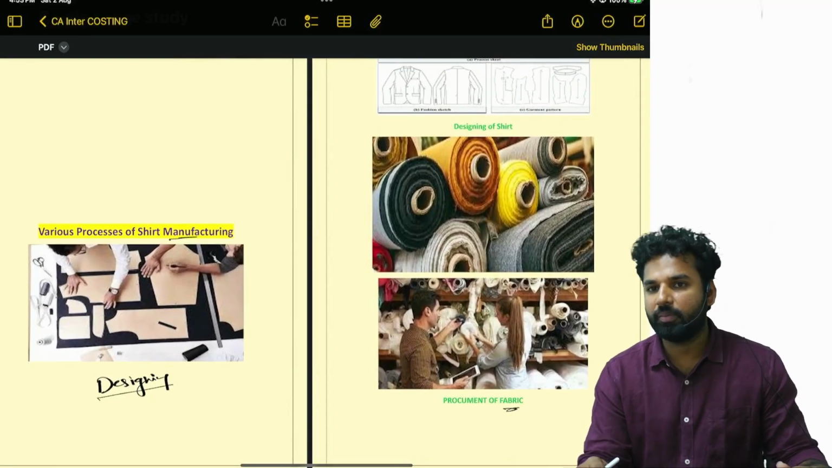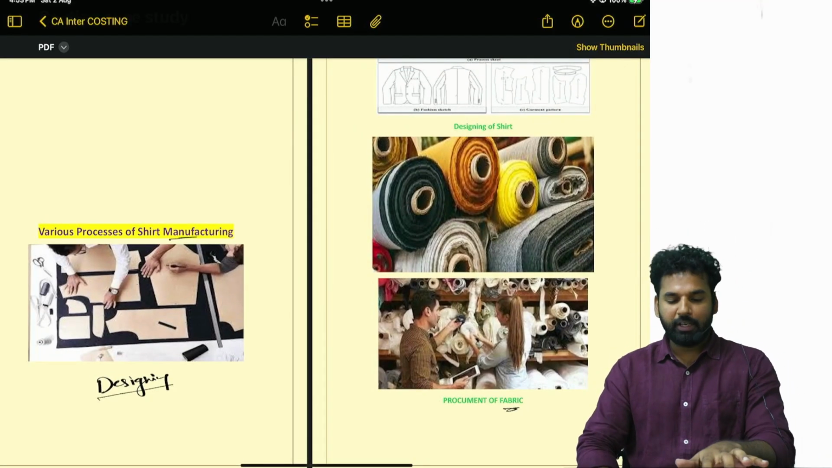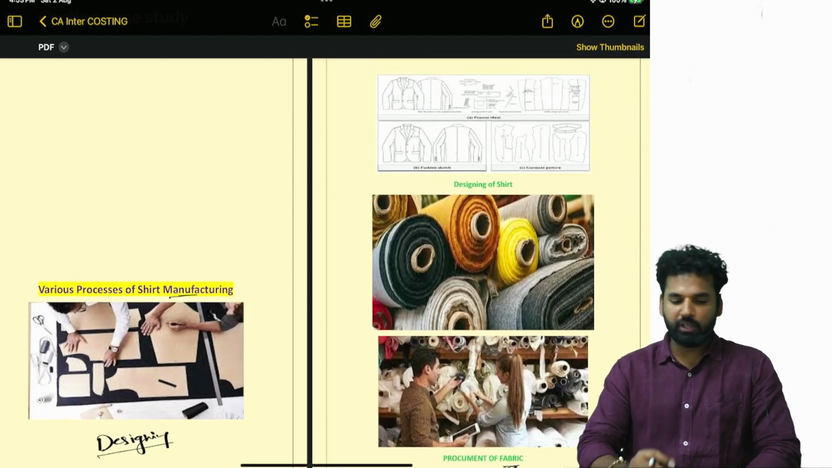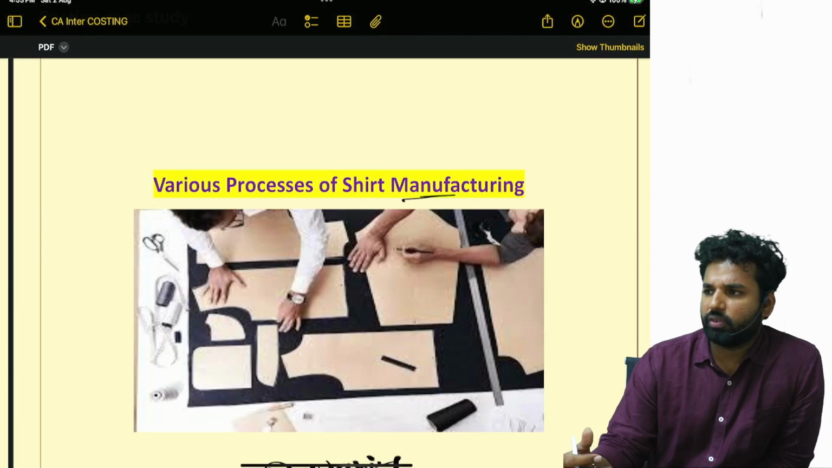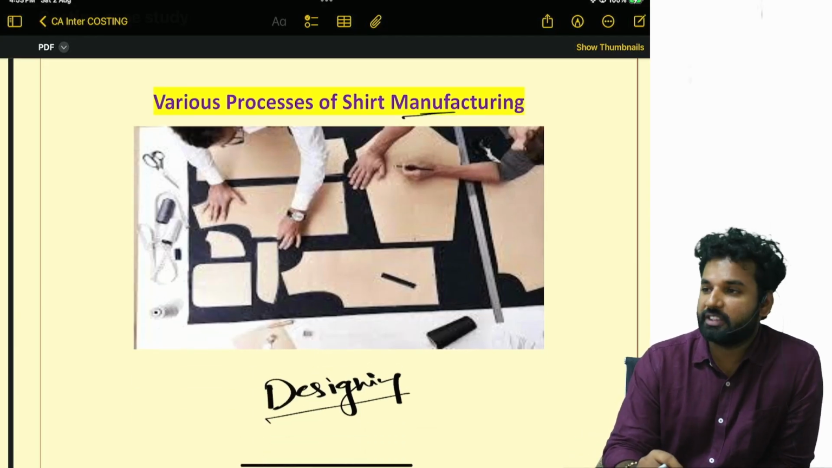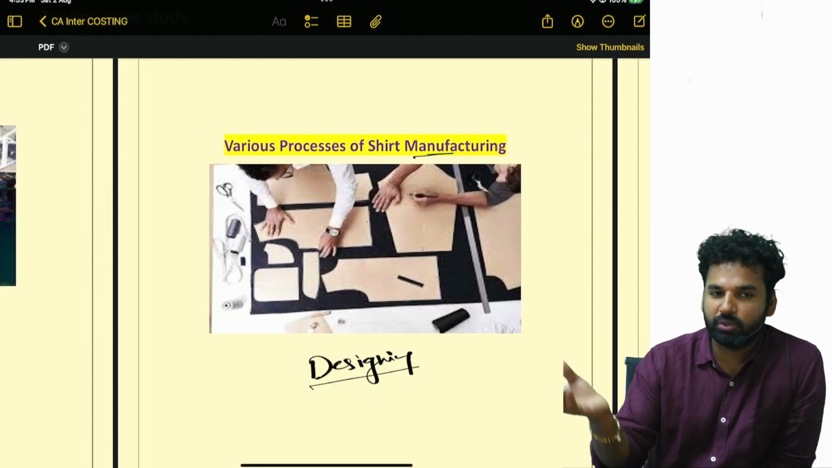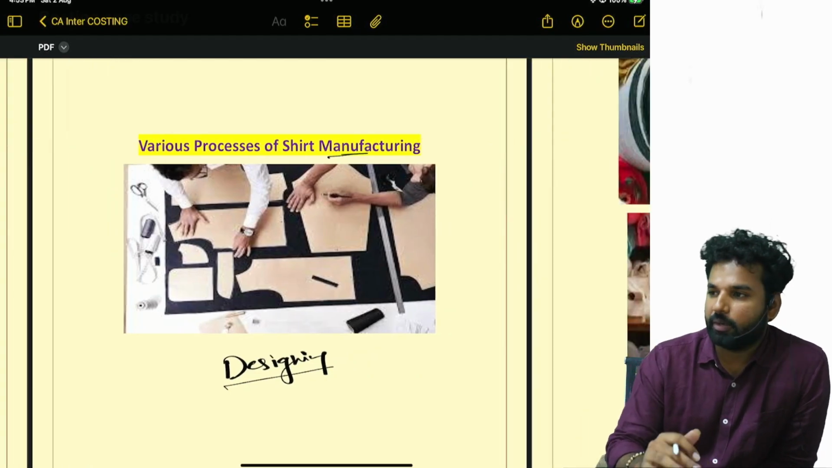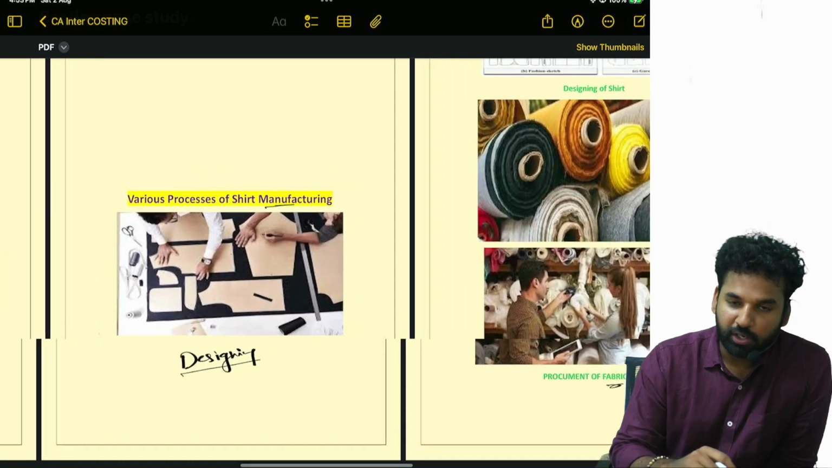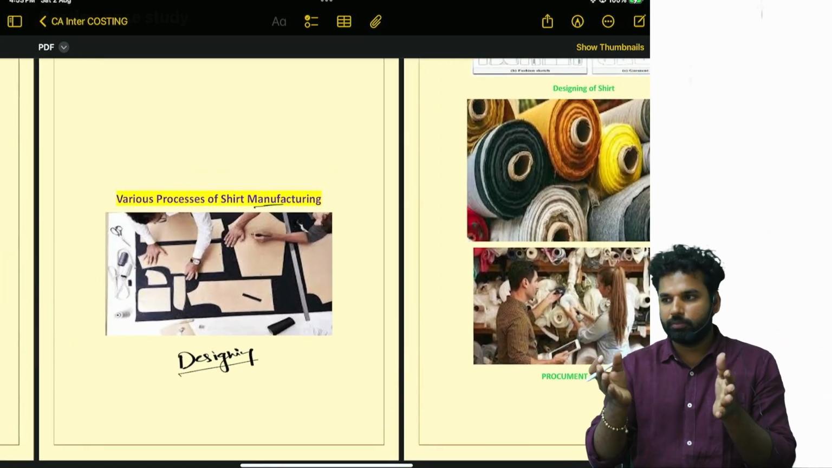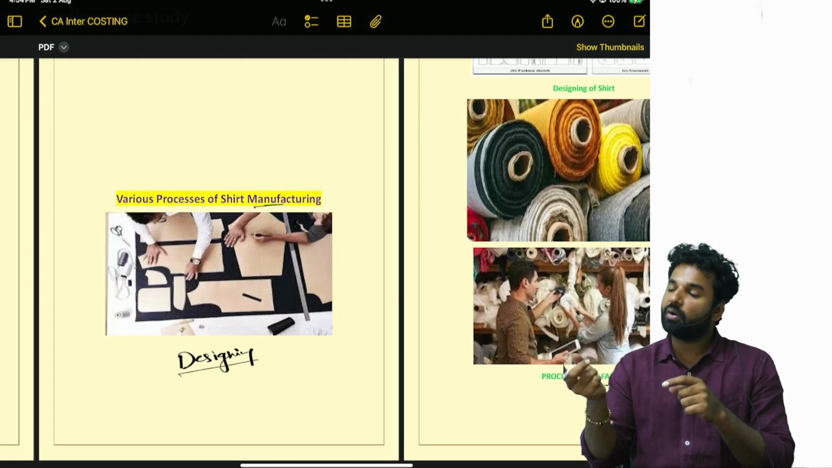So in design, what will be involved? Labor will be involved. Who will do design? Fashion designers. Those are the technical persons who will be making the design and all. Design means it is like the fitting, and at the same time, the design on the product.